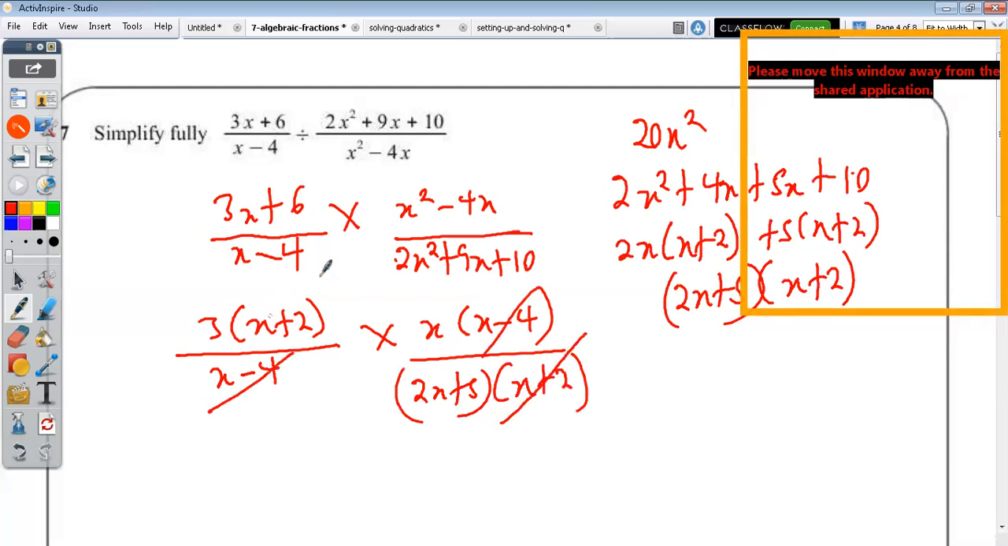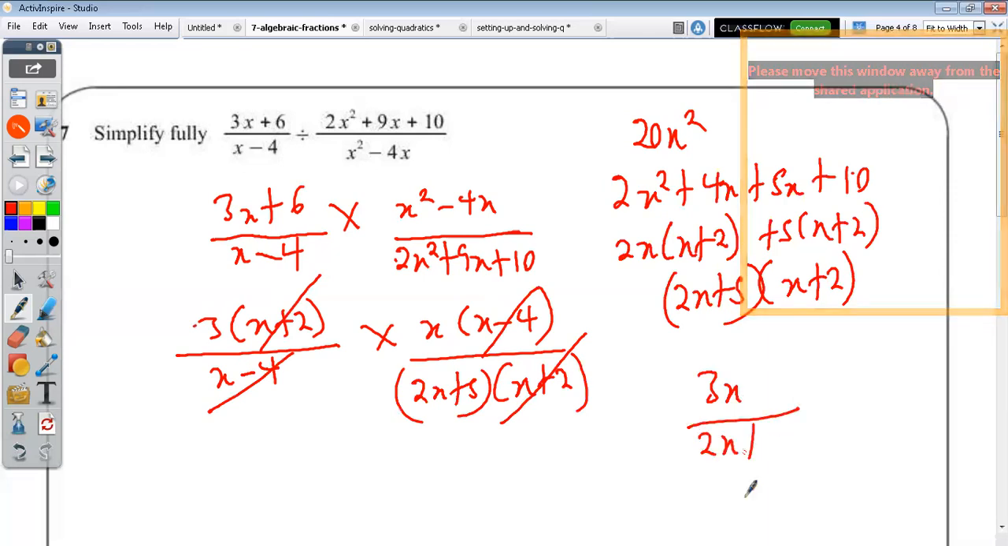This cancels out. Making sense? Similarly with 3 times x, that's 3x over 2x plus 5. Making sense? Yes, sir. Yes, sir.